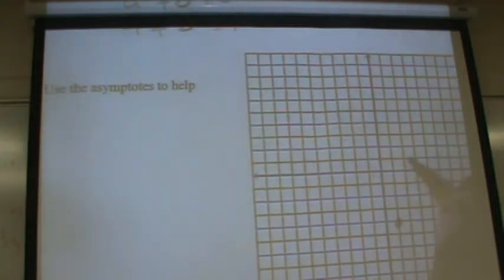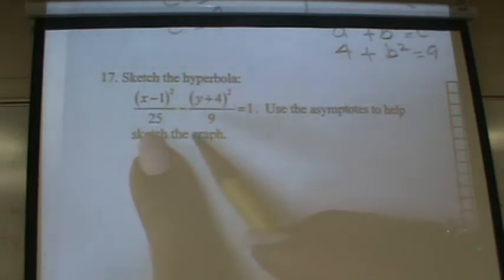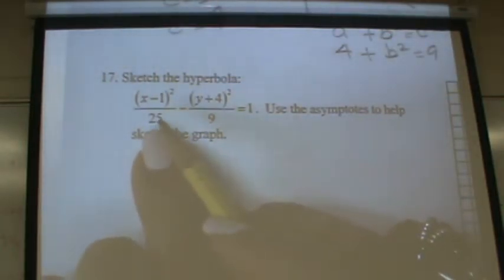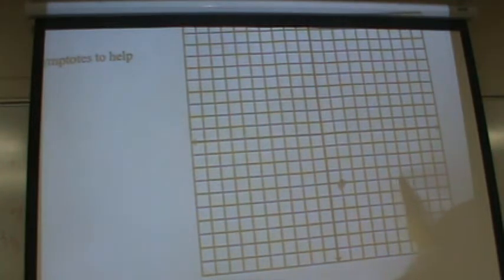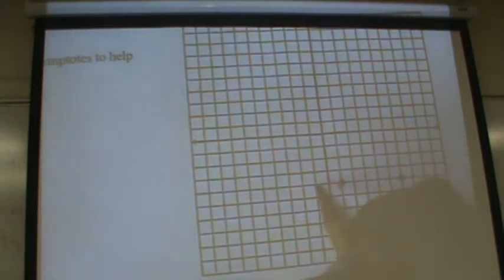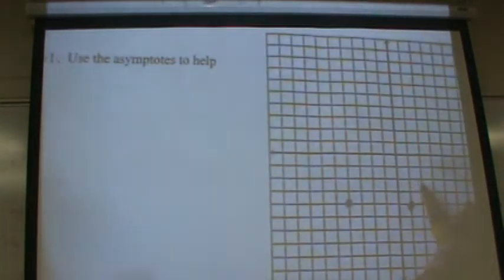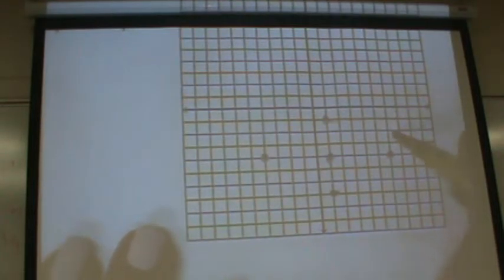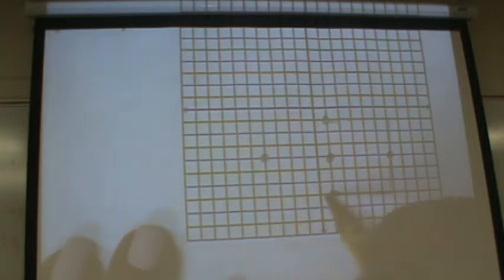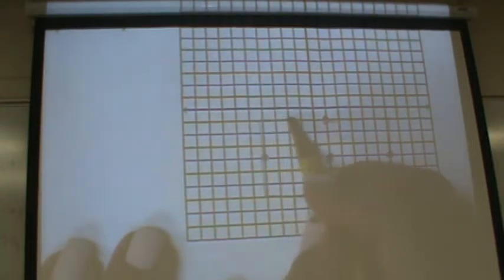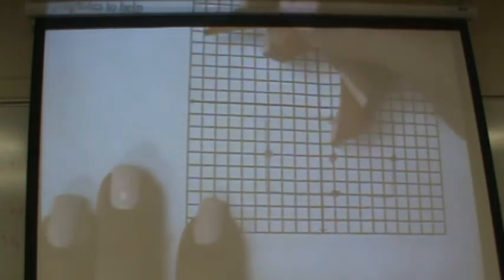Is this thing going to be hugging the x-axis or the y-axis? The x. You're going to go 5 units: 1, 2, 3, 4, 5. 1, 2, 3, 4, 5. That's your A value. What's my B value? 3: 1, 2, 3. Make your box. That's all you do. Make a box.